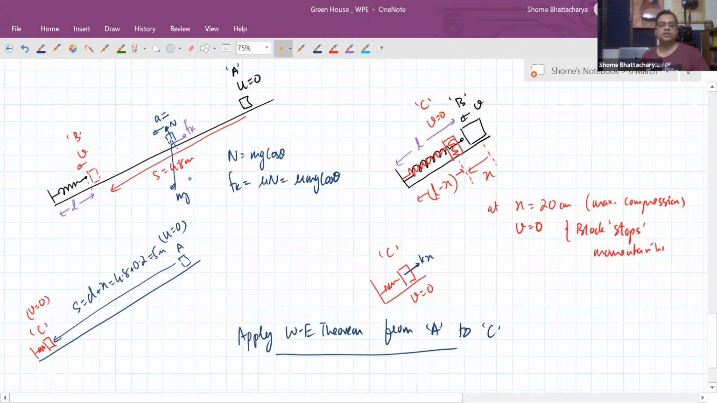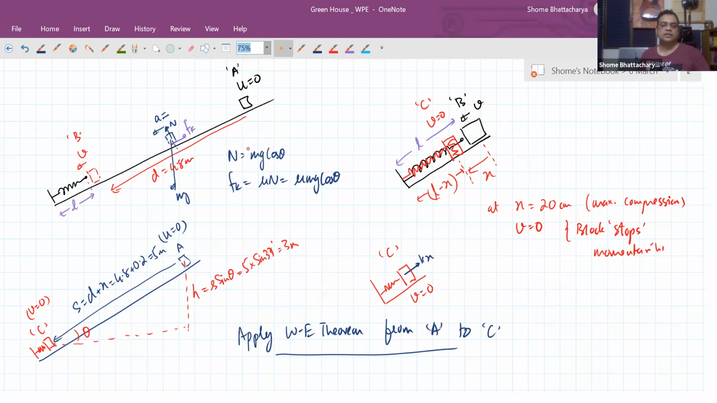Because A to B was the distance D. It was 4.8 meters. But now further it has gone another 20 centimeters. So the total displacement is this much, okay? And therefore the total vertical height through which it has climbed or it has come down, that is going to be S sine theta, or 5 into sine 37, so 3 meters. Okay.